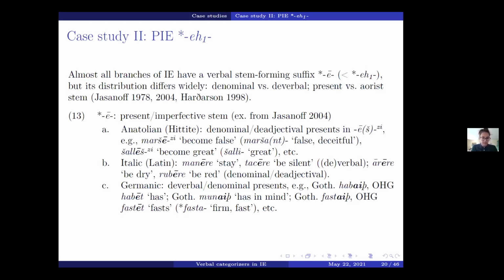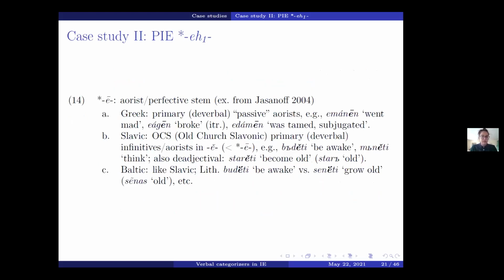It forms present or imperfective stems in Anatolian, Italic, and Germanic. It forms the adjectival verbs in some of these, and primary underived verbs apparently also. And it's associated with the aorist or perfective stem in Greek and Balto-Slavic. So it's found in the famous passive aorist in Greek, which, if you look at the examples, you can already see isn't really passive. And it's found in primary verbs in Old Church Slavonic, but also in the adjectival verbs in both Baltic and Slavic.